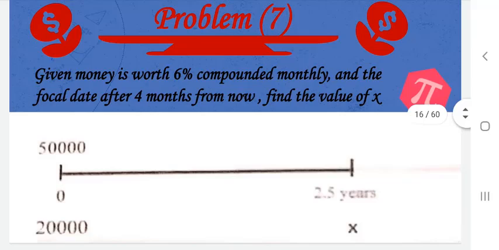The focal date is after 4 months from now, and because of J equal 6% compounded monthly, M will be equal 12, and N for $50,000 equal 4, and for $20,000 equal 4, and for X will be equal 26, because 2.5 years equal 30 months. 30 months subtract 4 equal 26.